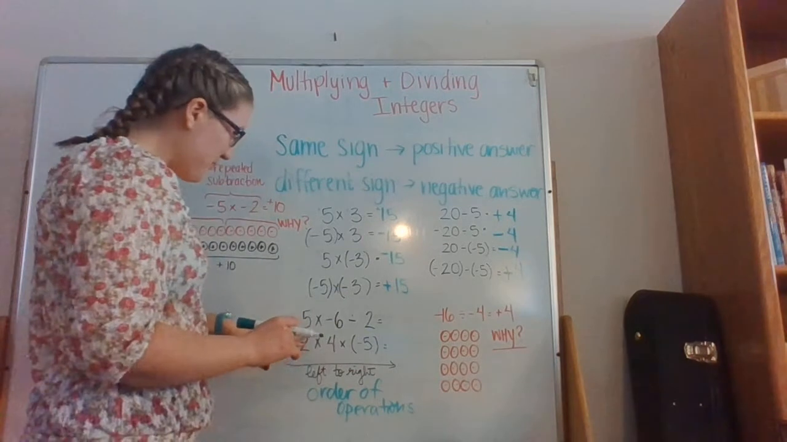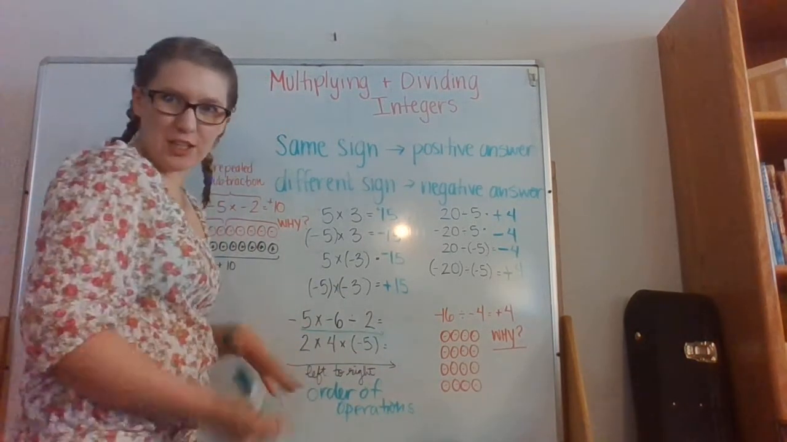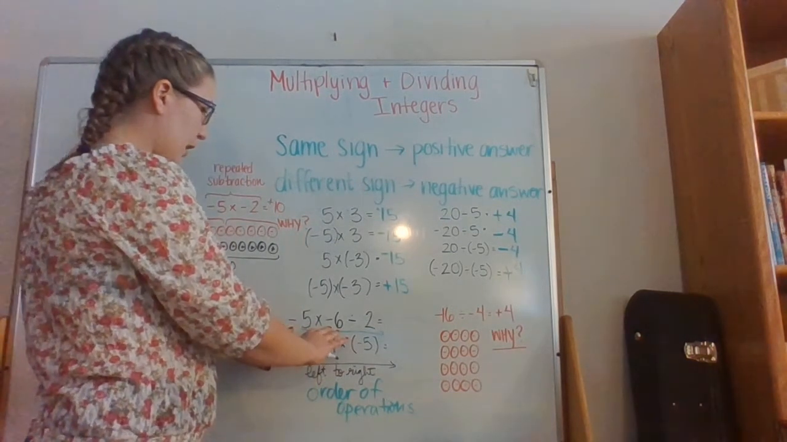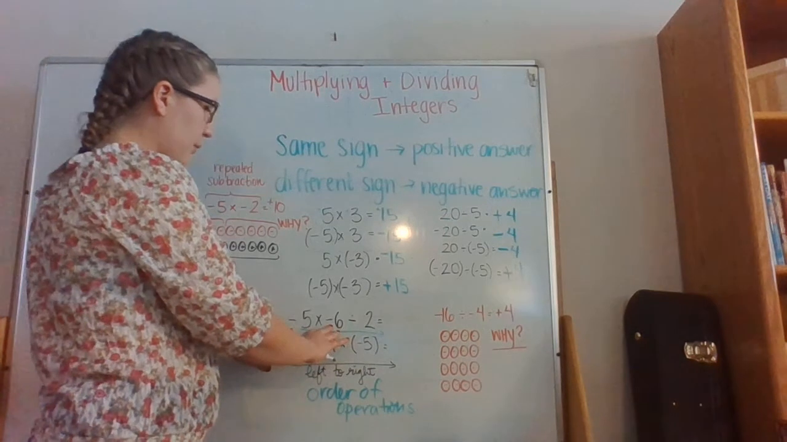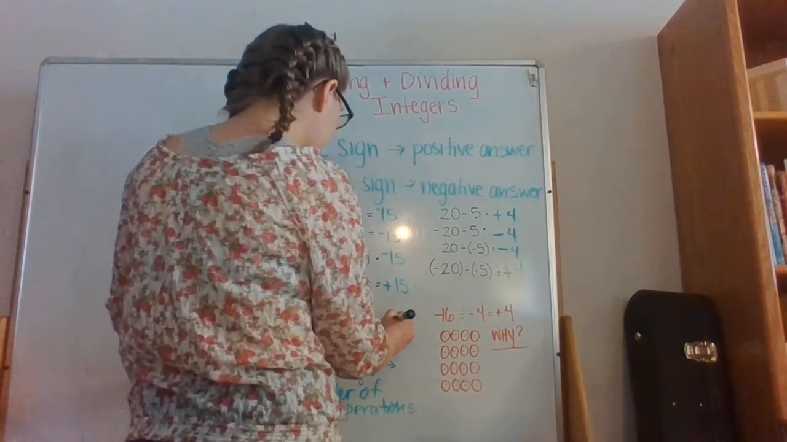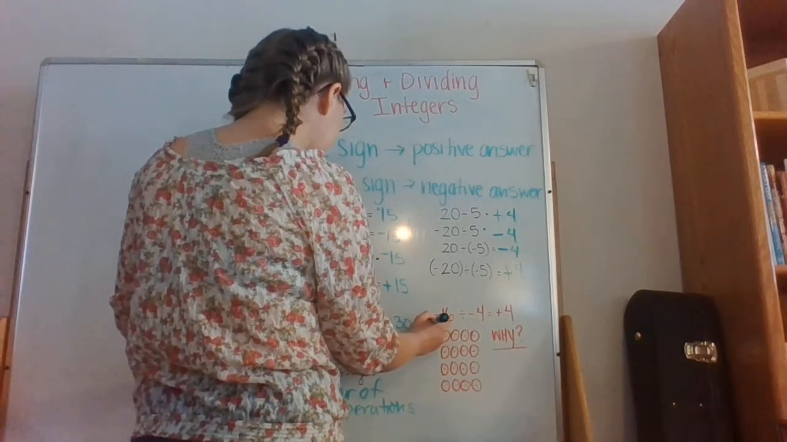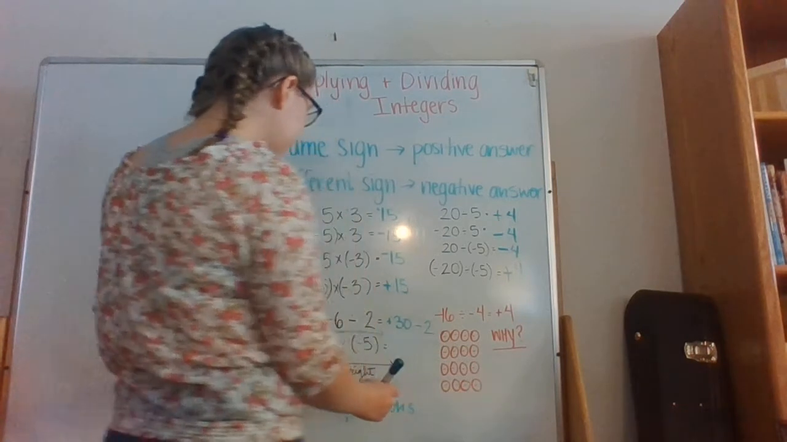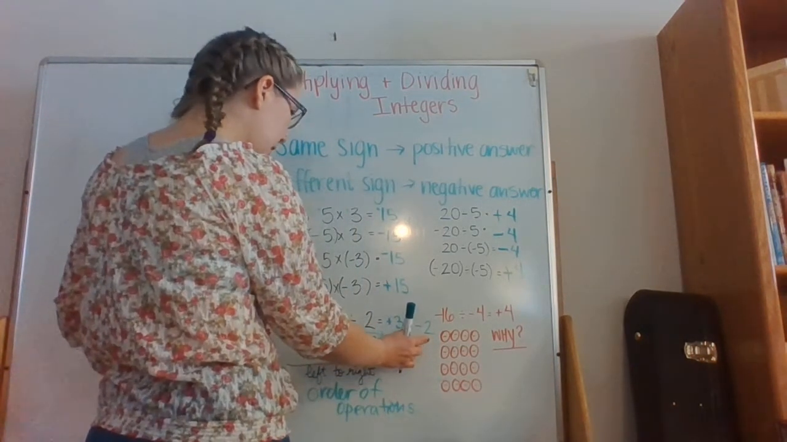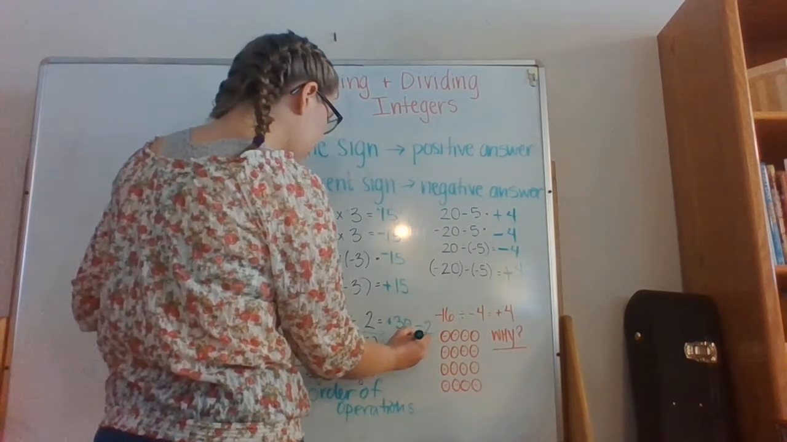So I'm just going to go left to right with my multiplication and division and do each step and part. So negative 5 times negative 6 would be a positive 30 because they are the same sign, positive 30, divided by 2. This is still a positive 2. These are both positive now, so my answer is going to be positive 15.